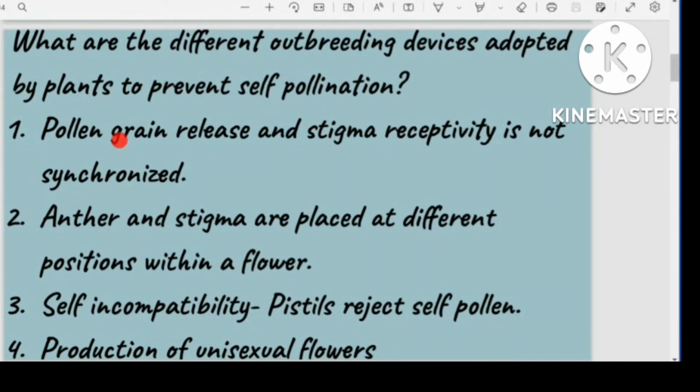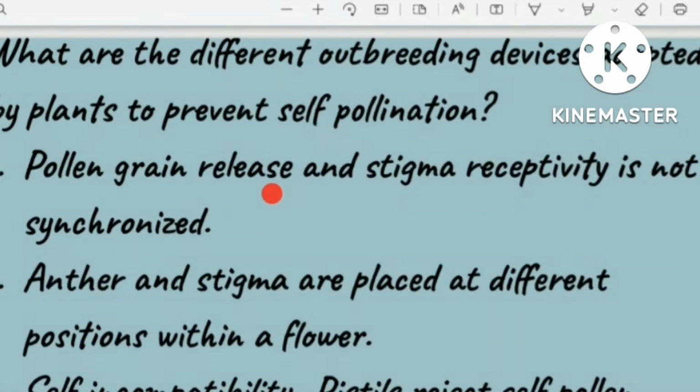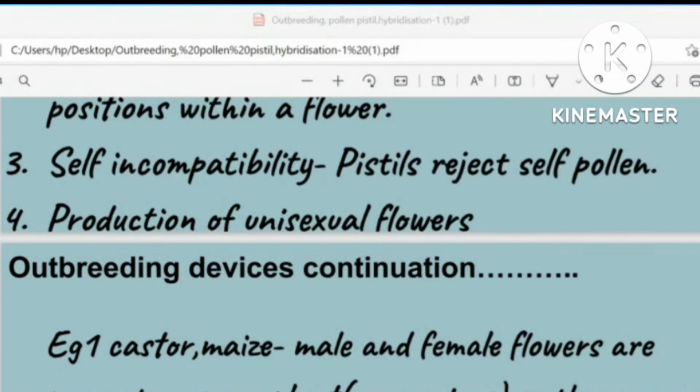So the first way is pollen grain release and stigma receptivity is not synchronized, means they both are not at the same time. Anther and stigma are placed at different positions within flower. Then self-incompatibility. Self-incompatibility means pistils will reject the germination of self-pollen. And then comes production of unisexual flowers.